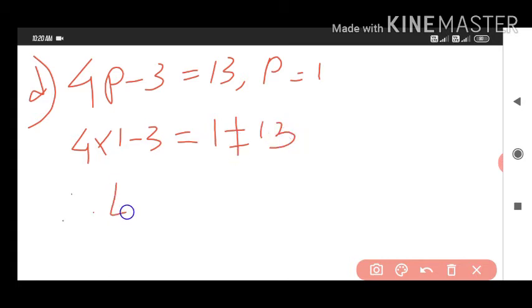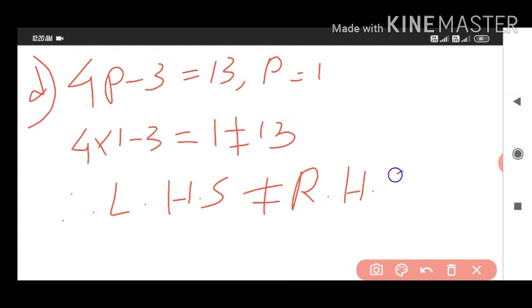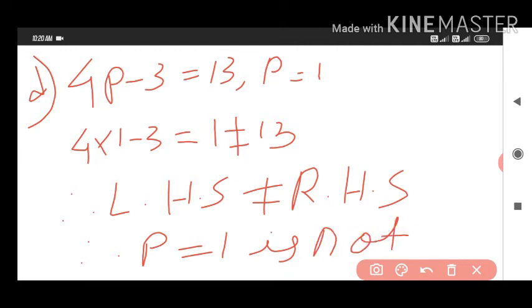Therefore, what we got? LHS is not equal to RHS. So what will you write? P equal to 1 is not the solution of the given equation. So in this way you will find. Now I will show you the next question.